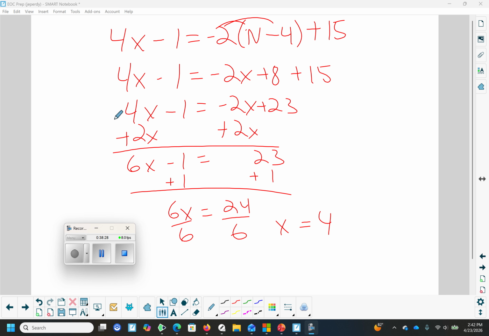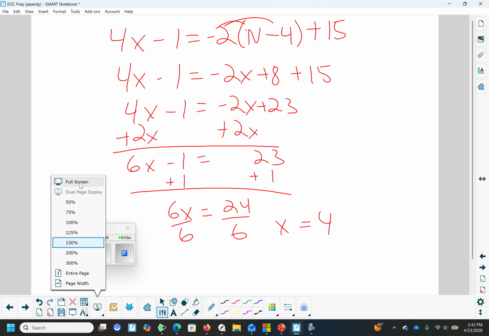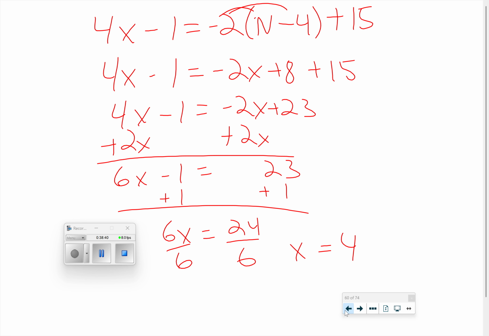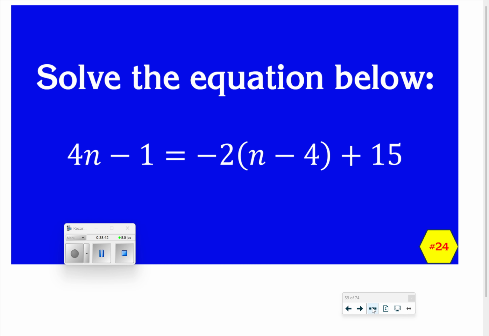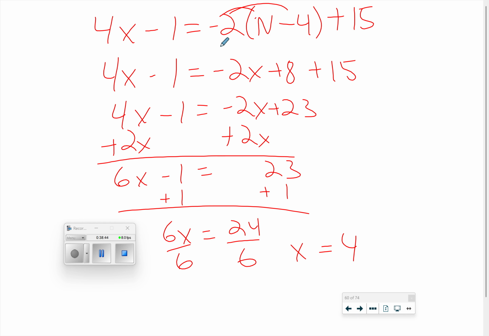Sorry about that, I had made a mistake. Now I have fixed it. I've got a minus here. I wrote the problem down wrong. But now it is minus, like it is right here, and everything else is correct. So I'm going to do the opposite and add 1. 23 plus 1 is 24. Divide by 6, and x is equal to 4.